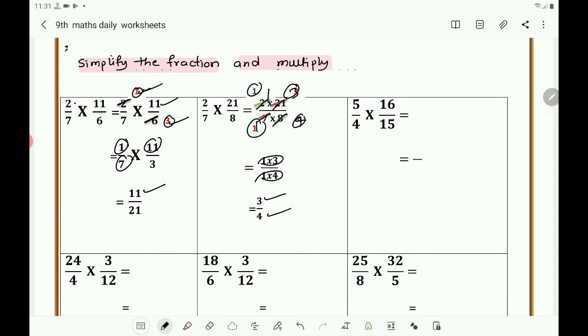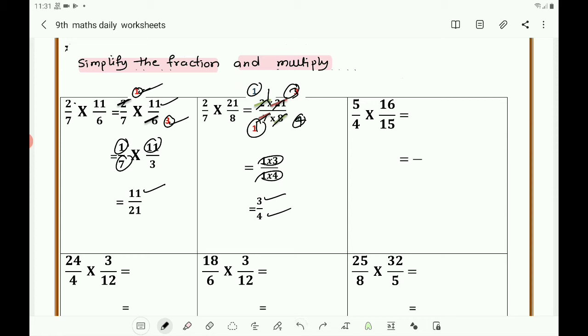Similarly, take this one. Children, observe, after writing 5 by 4 into 16 by 15, you can take these two. You know that they are in the same table. In which table are they? They are in 5. 5 1s, 5 3s. And here 4 1s, 4 4s. Now 1 into 4 by 1 into 3. In this way you can simplify fractions, by using the highest common factor of the numerator and denominator.